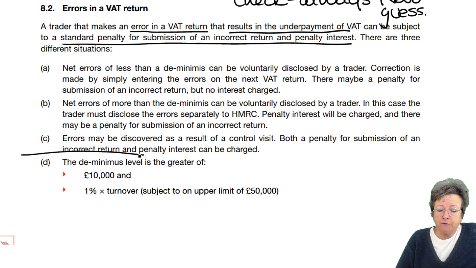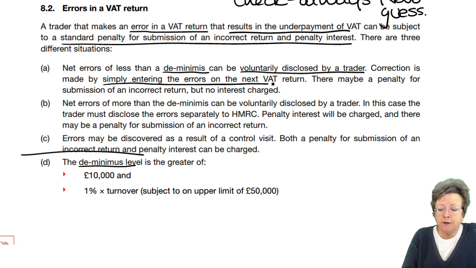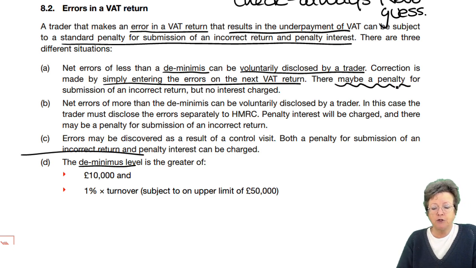Net errors of less than the de minimis, which we've got down here, can be voluntarily disclosed by the trader. You simply enter the errors on the next VAT return. Maybe a penalty for submission of an incorrect return, but no interest charged. You volunteered, okay? Especially if it's less than this de minimis.